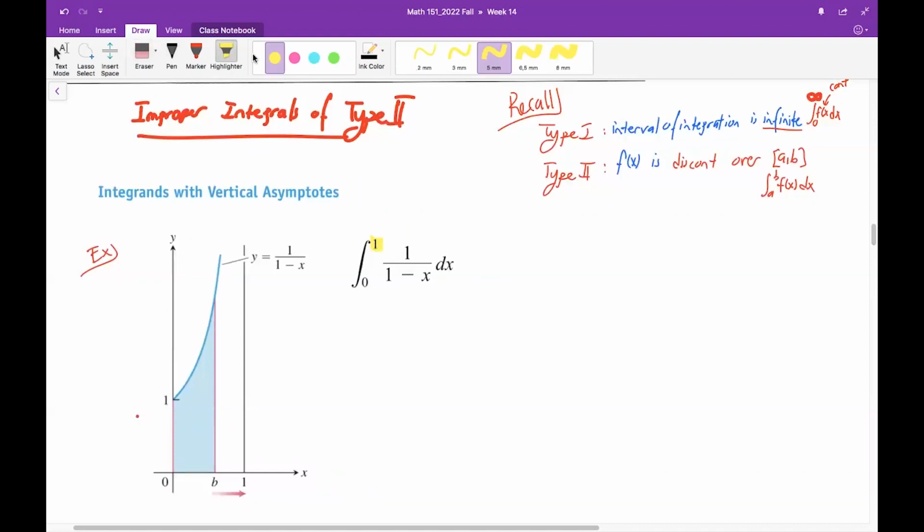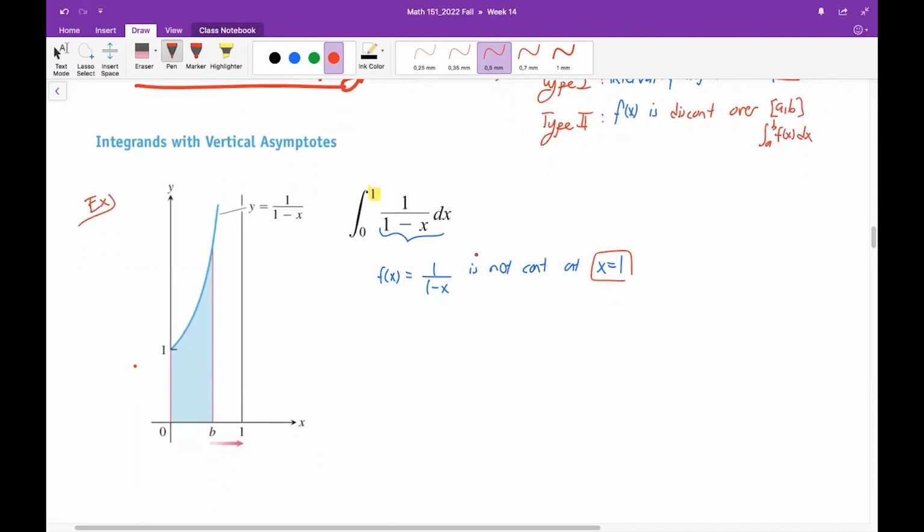At the point 1, the function inside is not continuous, right? So this function, f of x equals 1 over 1 minus x, is not continuous at x equals 1. And this point is in fact the upper bound of your interval. Such integrals are called improper integrals of type 2 because of this discontinuity point.